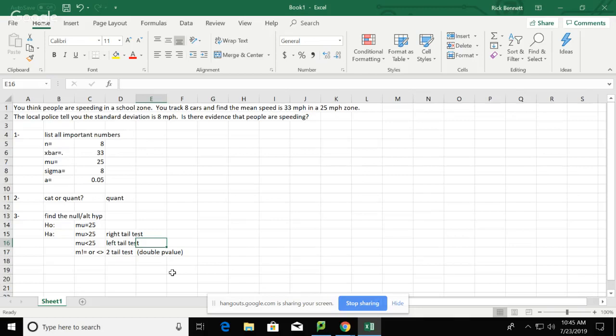We're doing a right tail test. We think people are going faster than 25 miles per hour. So that's the correct answer for this problem.